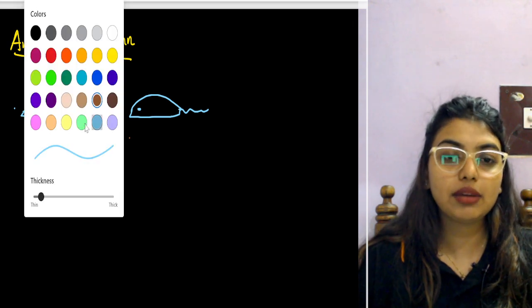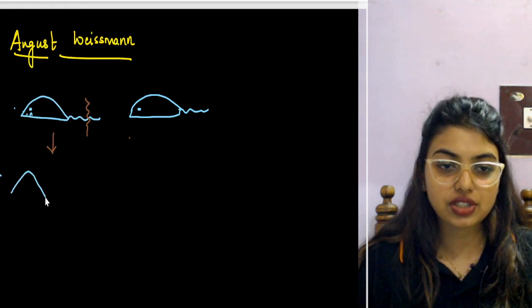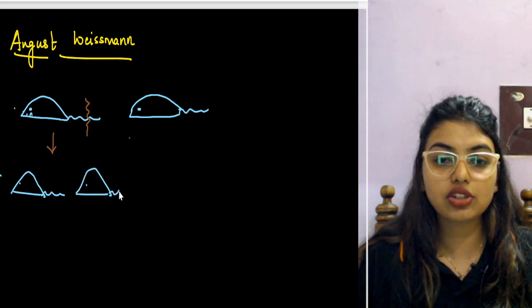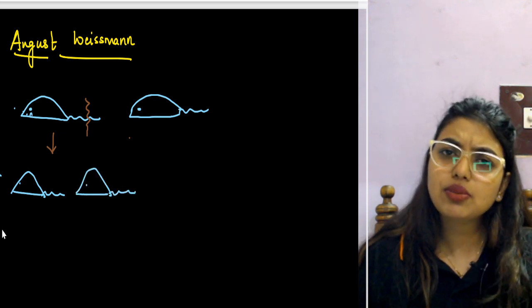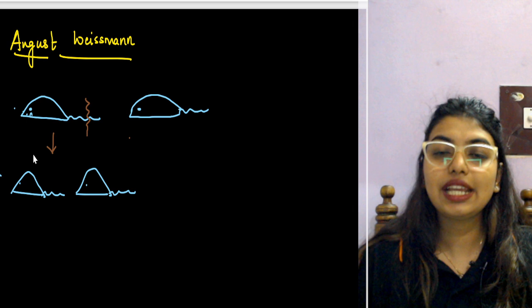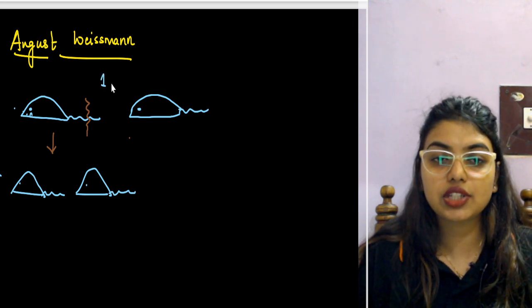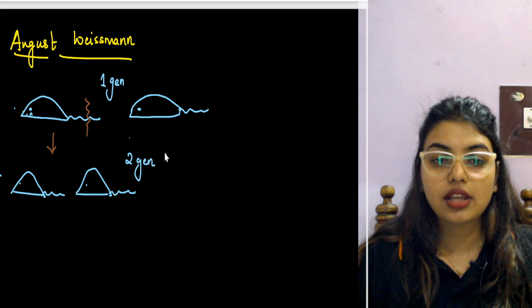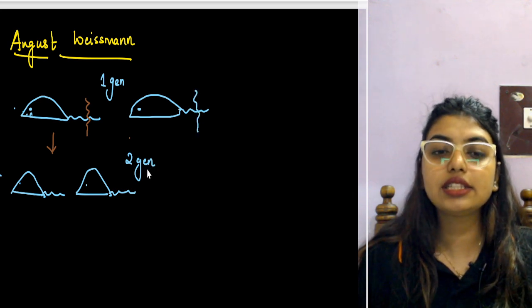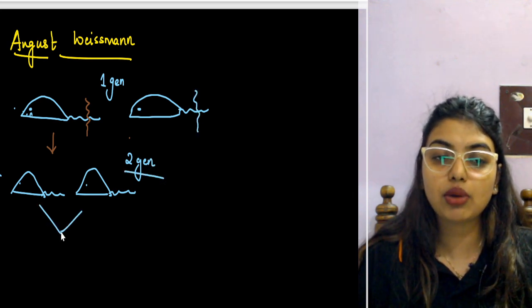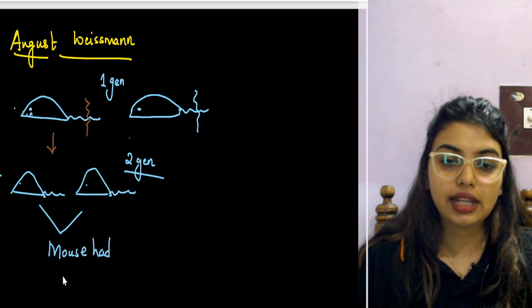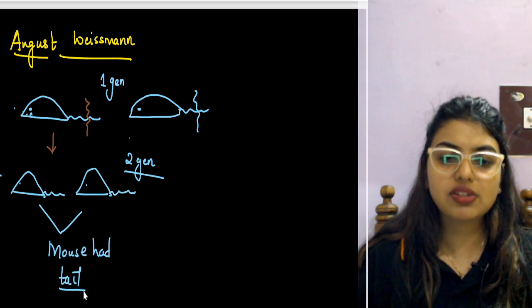Then he left the mice to form generations. Obviously, he noticed that the next generation that came also had tails. That means what? He understood that, let's say this is the first generation, this is the second generation. Even though he cut the tails, he noticed that in the second generation both the mice had tails. So he was confused.